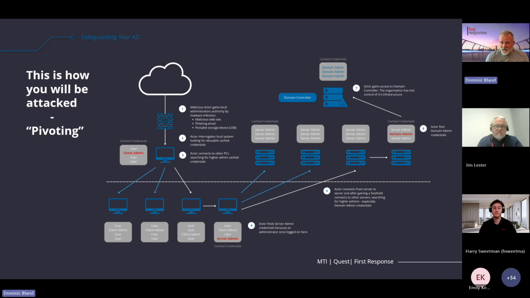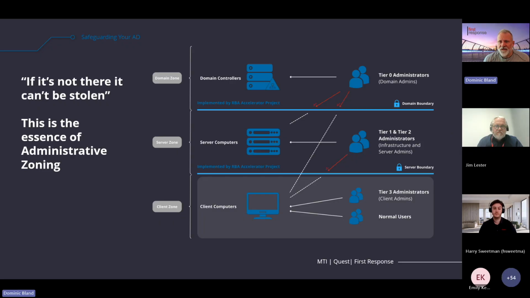There is a defense against this, and it's a damn good one, which is zoning. The idea of zoning is that if the credentials, the server and domain admin credentials, are simply not there, they can't be lifted and used by an attacker. They can't be stolen by an attacker when an attacker breaks into a workstation.